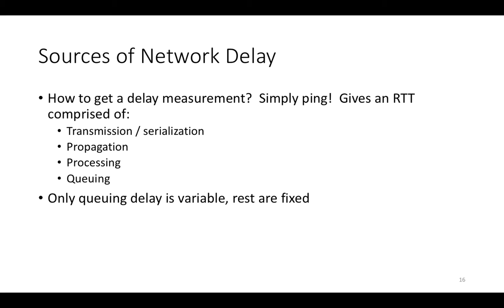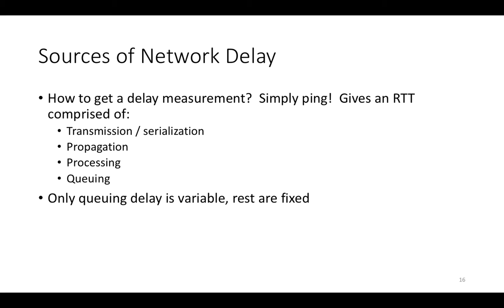Going back to our Intro to Networking class, we'll remember and recall that there are 4 sources of network delay. So anytime we talk about delay, we're talking about the sum of the transmission delay, sometimes called the serialization delay, the propagation delay, the processing delay, and the queuing delay. Of these four, only queuing delay is variable. The rest of these are fixed. So the transmission speed is fixed, the propagation speed is fixed, and the processing delay we'll generally assume is fixed.